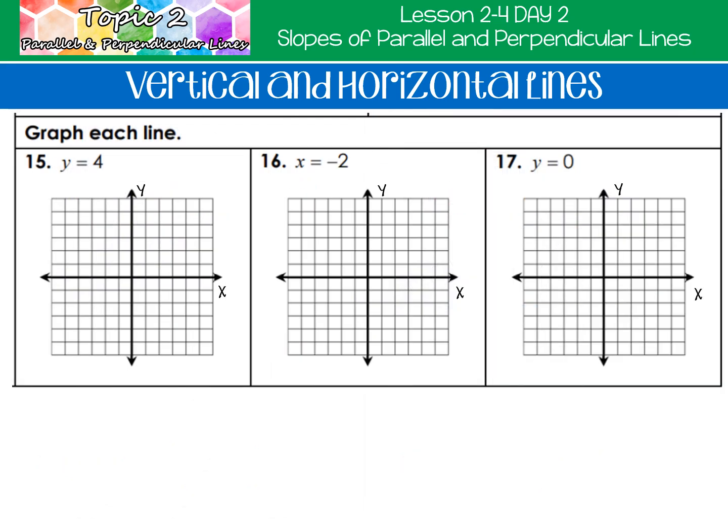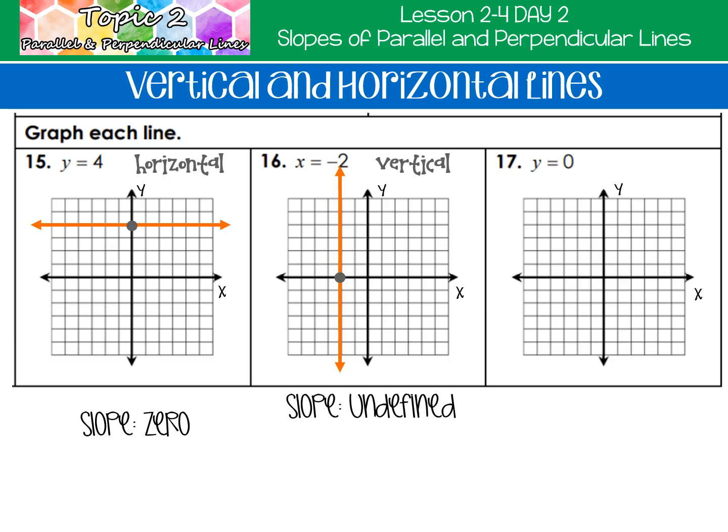Graph the line y equals 4. So that's a horizontal line through 4. And our slope is 0. Bonus information. X equals -2. So that's going to be a vertical line through -2 on the x-axis. And the slope of that is undefined.